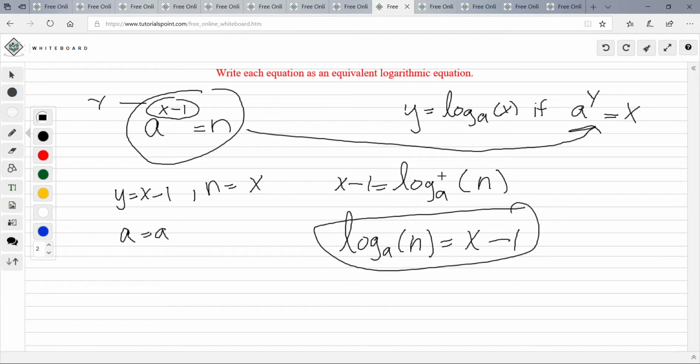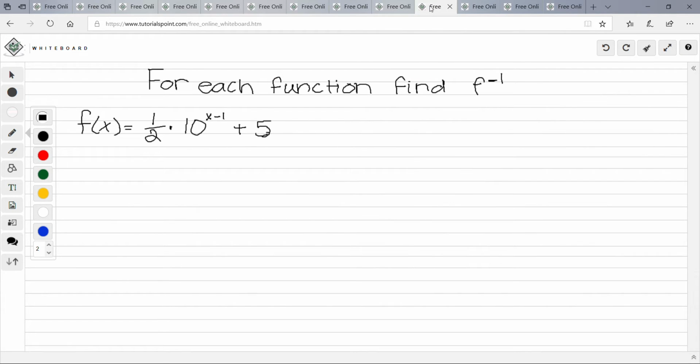So yeah, the key is just to write this rule down, memorize it, and then figure out which way it looks. Does it look like this, or does it look like this? And if it looks like this, you have to make it look like this. Or if it looks like this, you have to make it look like this. Okay, so now let's do, for each function, find the f inverse.